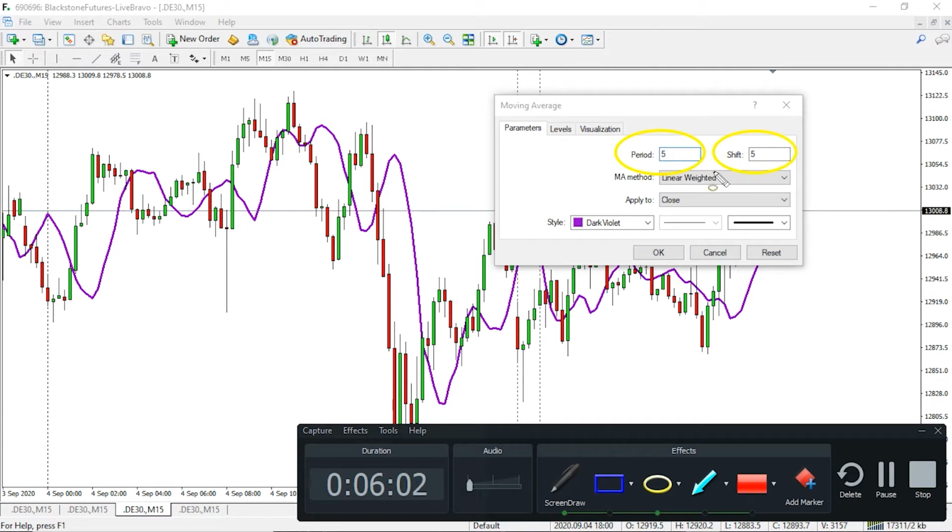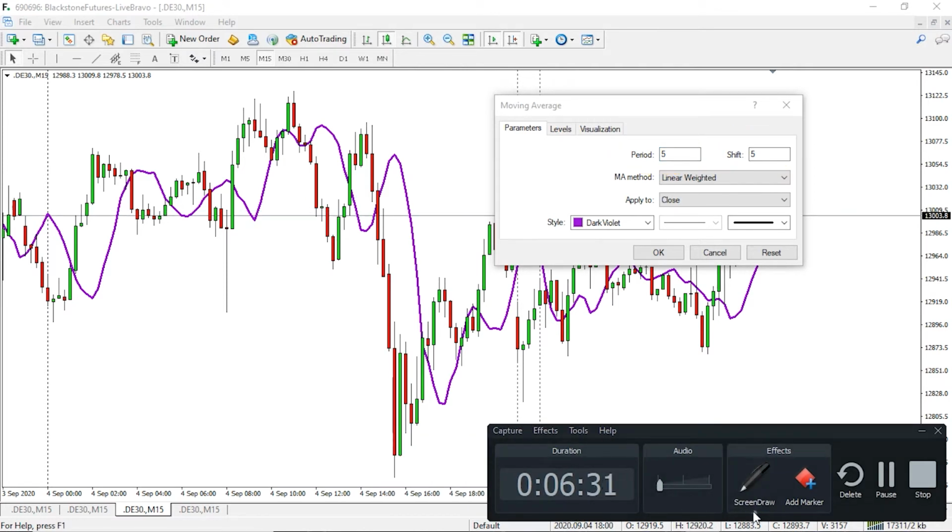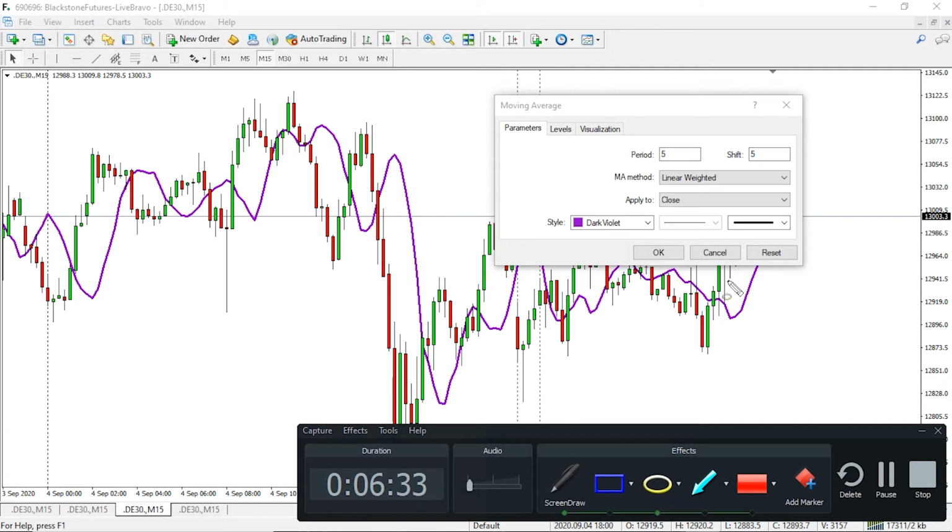Okay, so the reason why I'm shifting at 5 is because I'm trying to find a more aggressive entry. Okay, keep in mind on our Telegram channel, we use high probability trading opportunities, and therefore I'm generally quite confident in getting that early entry or more aggressive entry. Okay, I'm then using a linear weighted moving average.